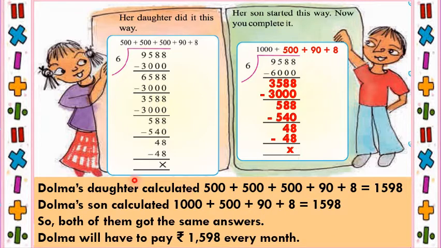So Dolma's daughter got the answer as 500 plus 500 plus 500 plus 90 plus 8 gives 1,598. Dolma's son got the answer as 1,000 plus 500 plus 90 plus 8 gives 1,598. So both of them got the same answers. Dolma will have to pay rupees 1,598 every month for 6 months to complete the loan amount.